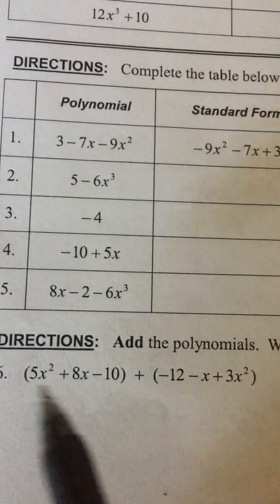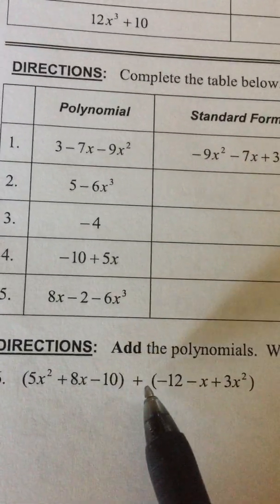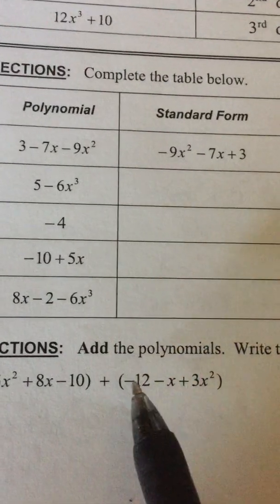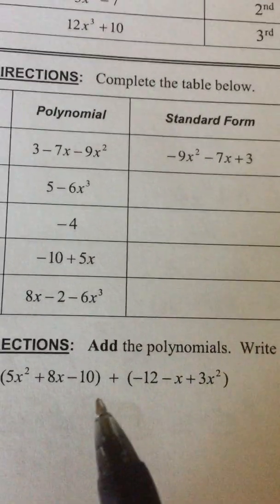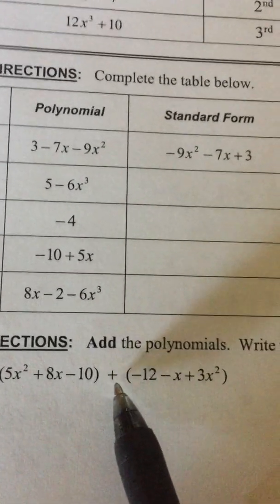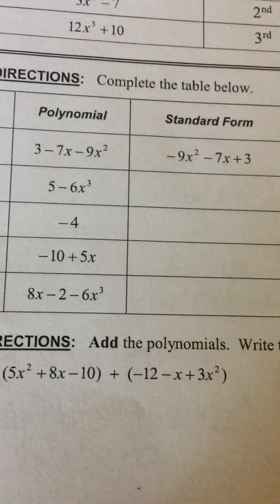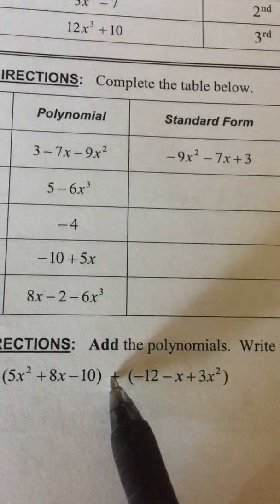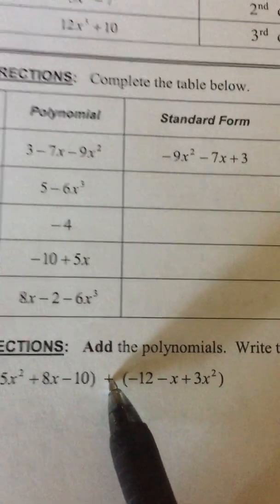This first parentheses is a trinomial. I'm adding to that. This parentheses is another trinomial. So this problem is adding two trinomials together. See the plus sign between them? So that tells me it's an addition problem, not a multiplication problem. So this is going to be combining like terms, all right?